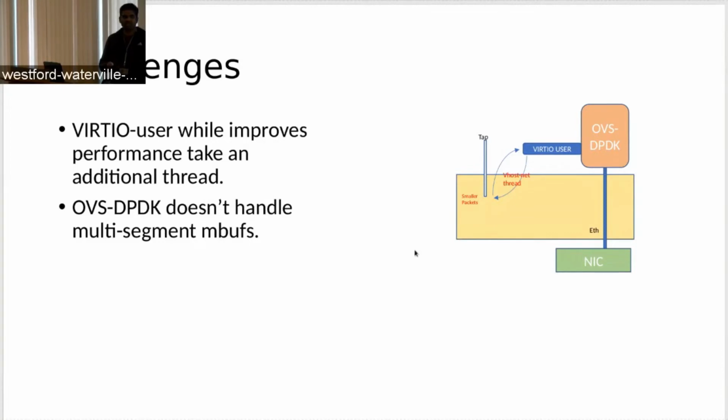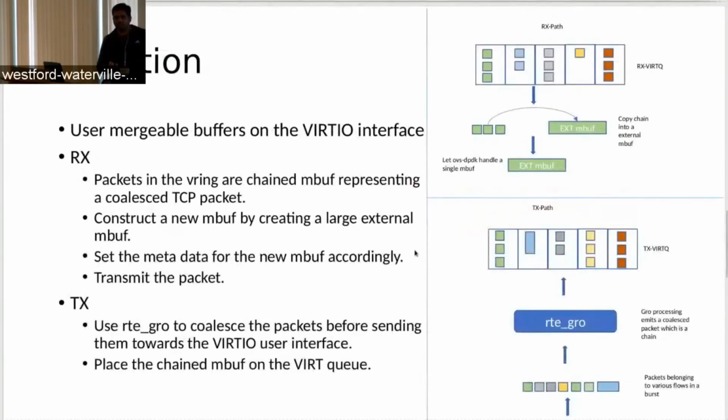Now, the most natural thing is to try to see if you could enable GRO and TSO offloads, but the challenge with that is that OVS-DPDK doesn't deal with multi-segmented MBUFs. So how do we solve this?